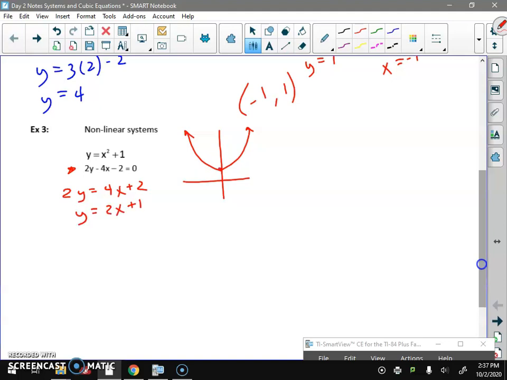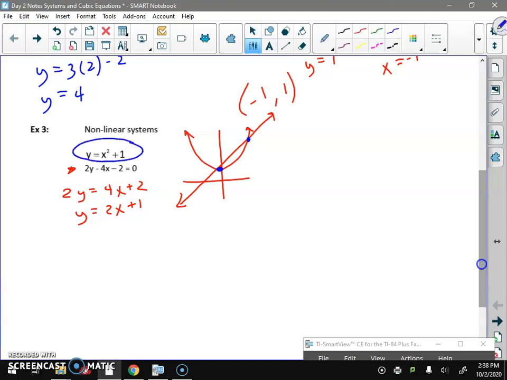Y-intercept of 1 and a slope of 2, up 2 over 1. I would see something along those lines. Hence, I'd be finding 2 points of intersection. So let's do it instead of graphically. Let's do it analytically. Again, I see substitution here.